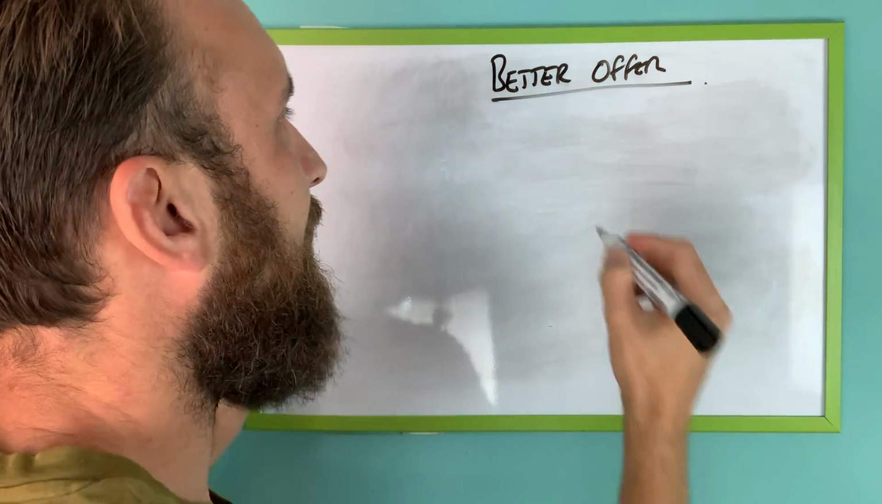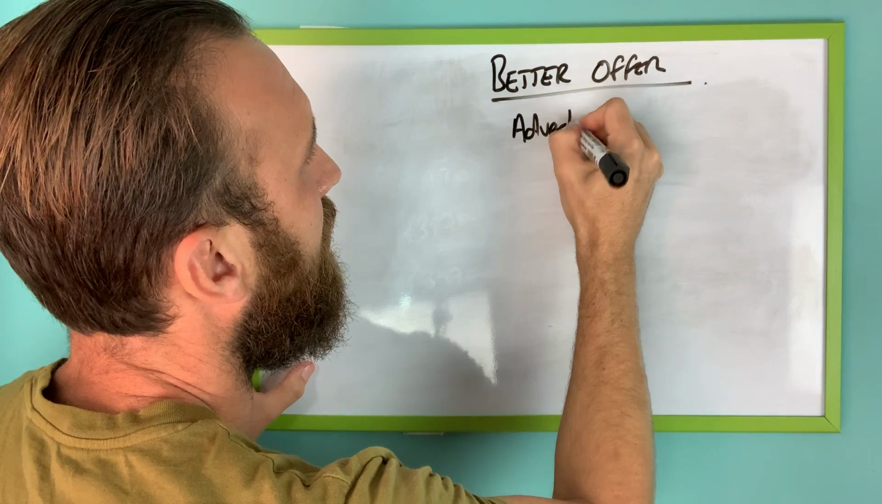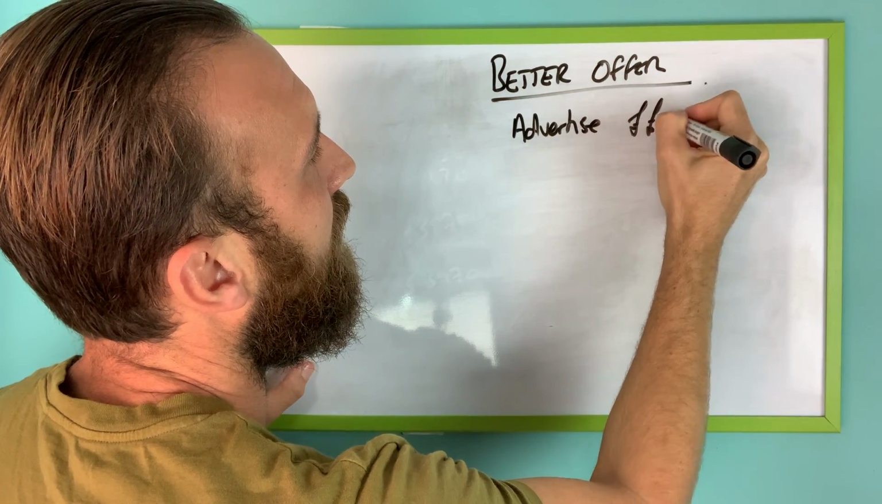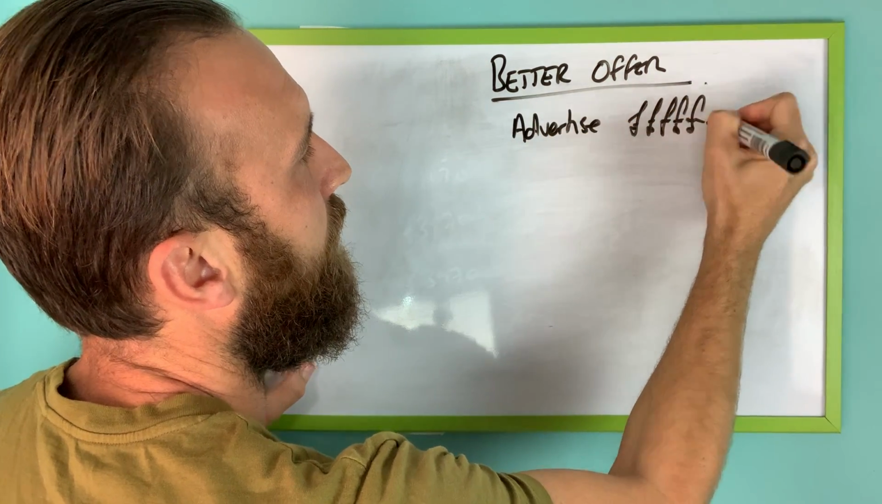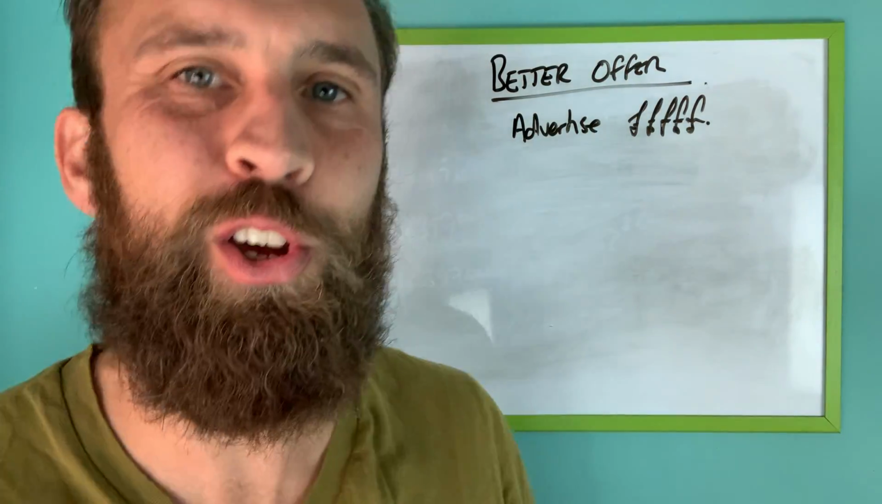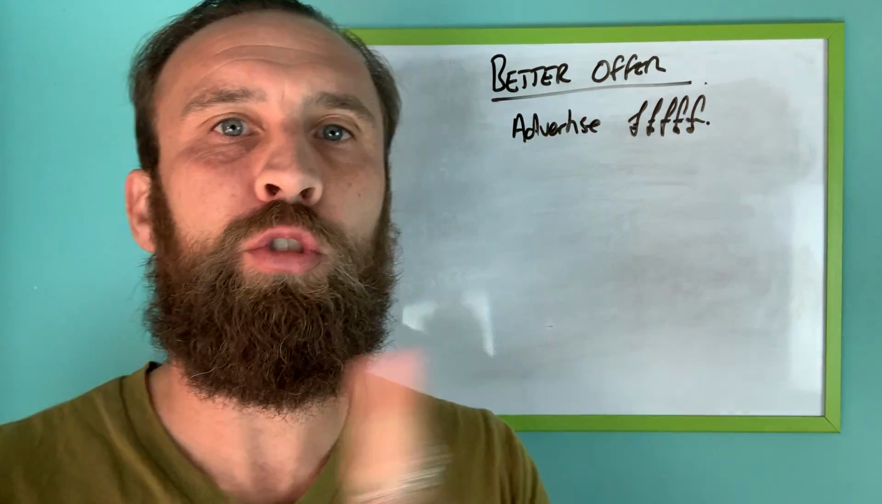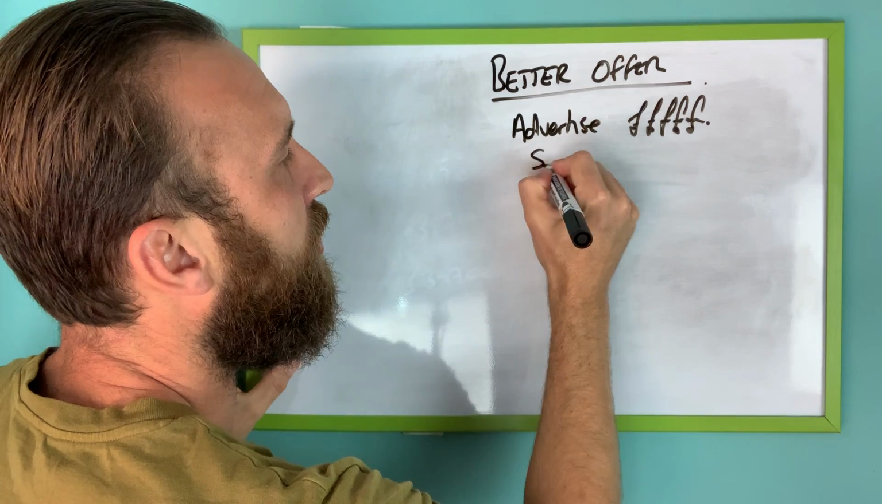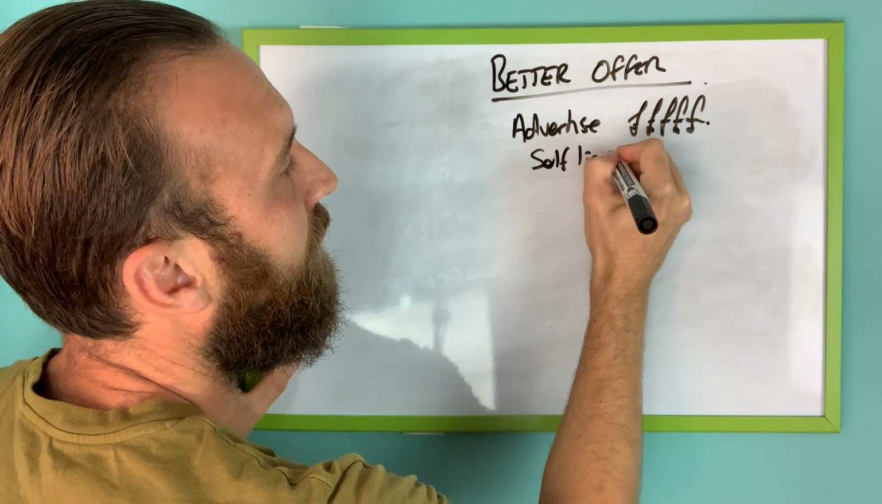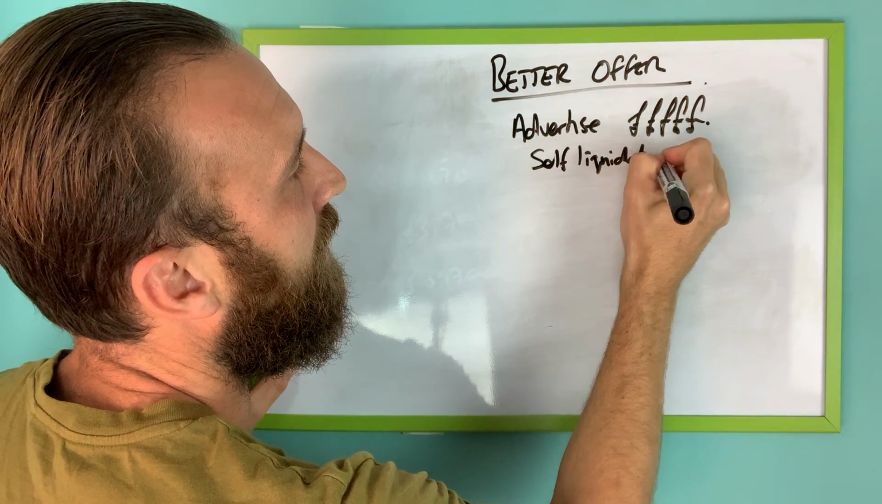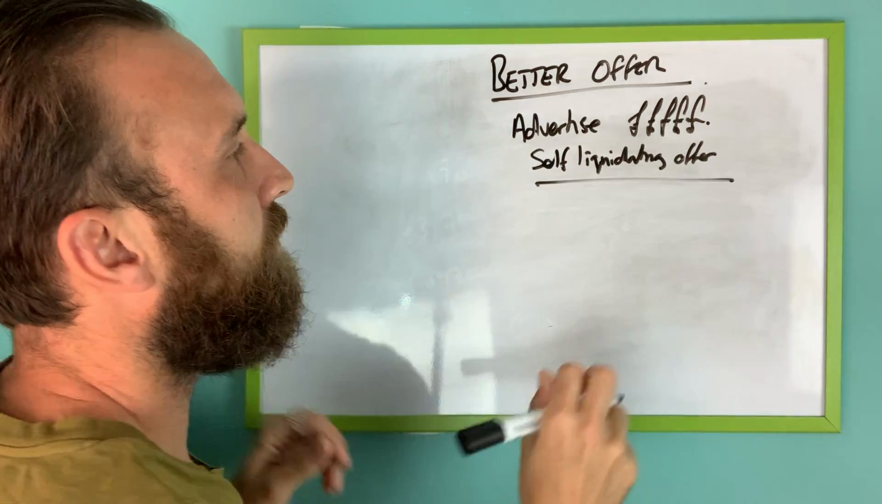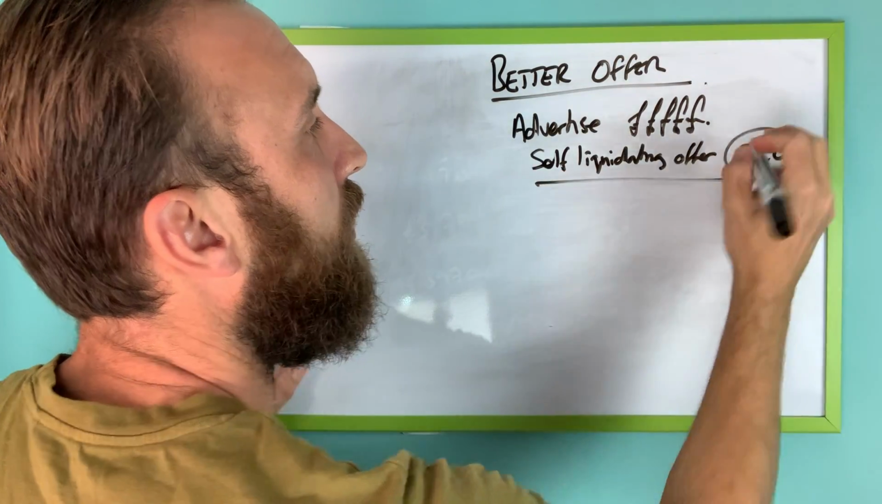The easiest way is to advertise. But advertising costs money. I'm going to show you a way now, very quickly, how you can get your clients to pay for your advertising. So your advertising doesn't cost you anything. You drive people to your product. You've got a better offer than everybody else and people snap it up. What you do is you create something called a self-liquidating offer. SLO for short.